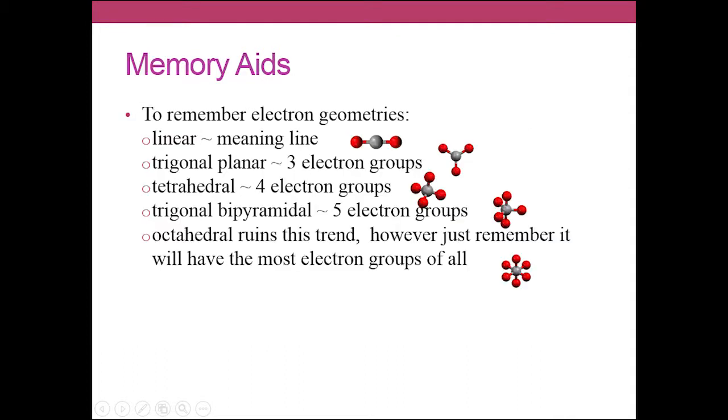Alright, so here are a few memory aids to help you memorize the VSEPR theory. Linear means a straight line, therefore it resembles one. For trigonal planar, the prefix tri means 3, so it will have 3 electron groups. Tetrahedral can also be broken down. The prefix tetra means 4, so again it will have 4 electron groups. Trigonal bipyramidal, again tri equals 3 and bi equals 2 for a combined 5, so we will have 5 electron groups. Octahedral, however, ruins this small trend, but just remember it will have the most electron groups of all.